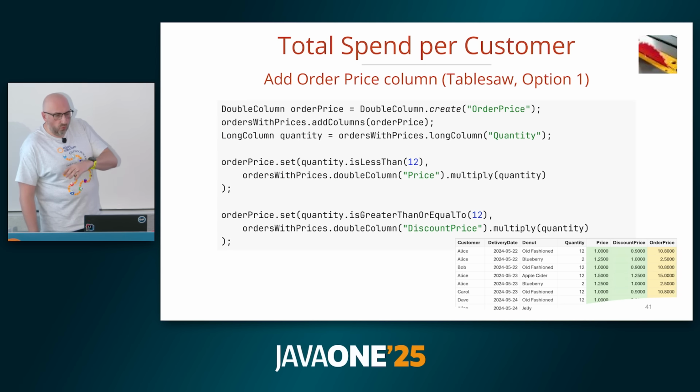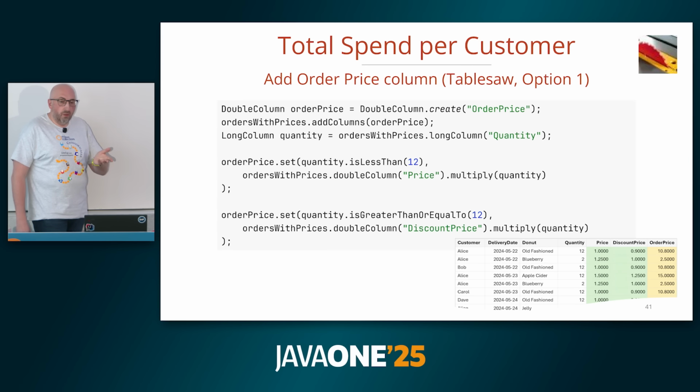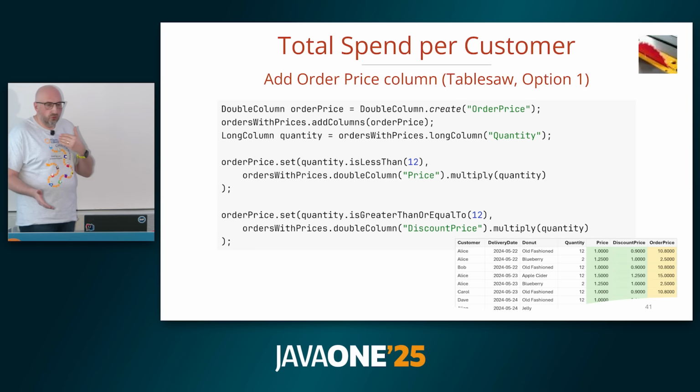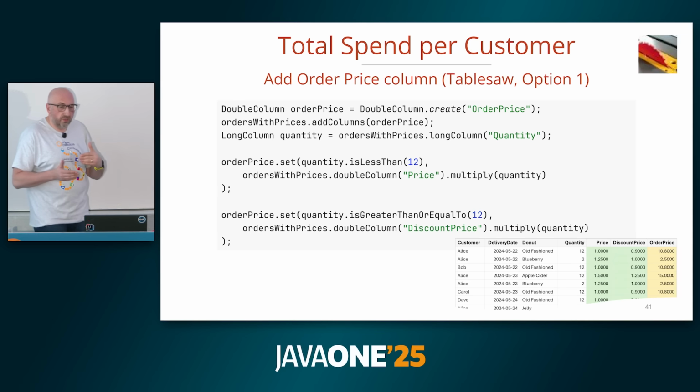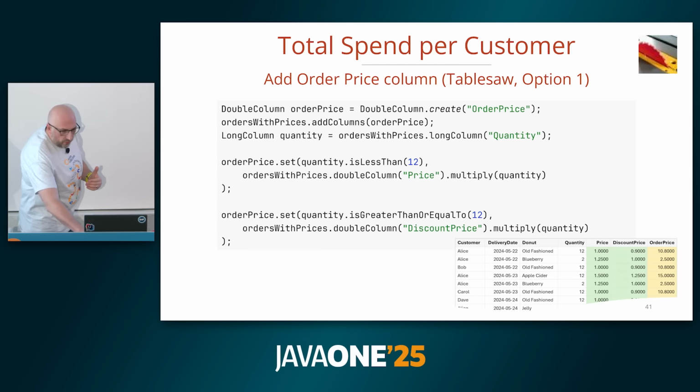When you do this with Tablesaw, again, you use internal DSL. So it's all Java. You create a column. You use this declarative code to populate the values in the column. And again, you can look at it. You can figure out what's happening. But it's a lot of text to express this.